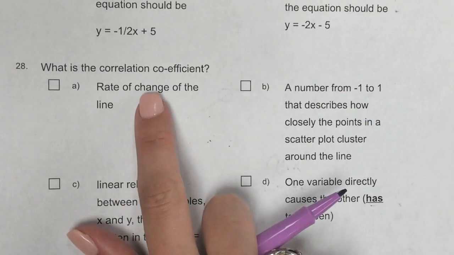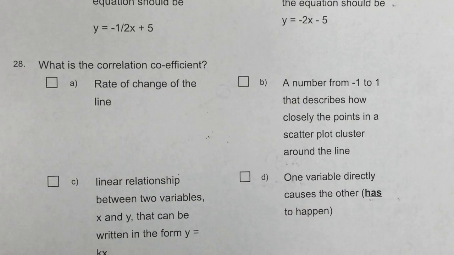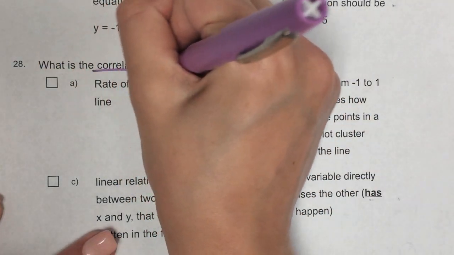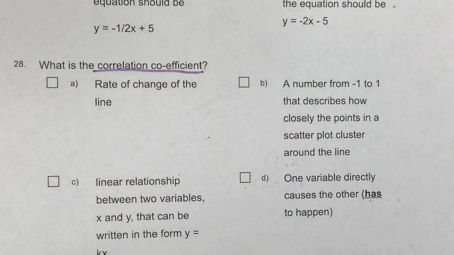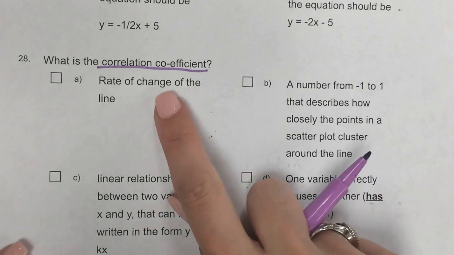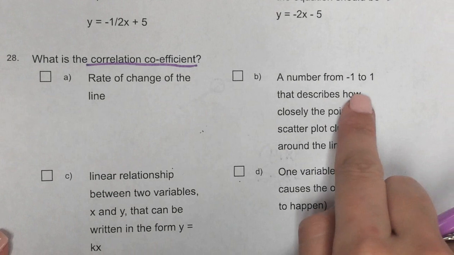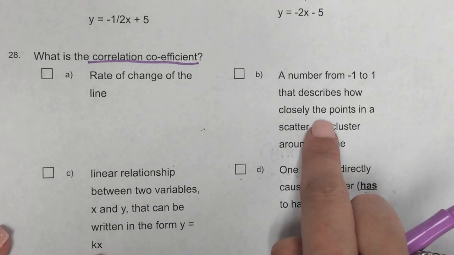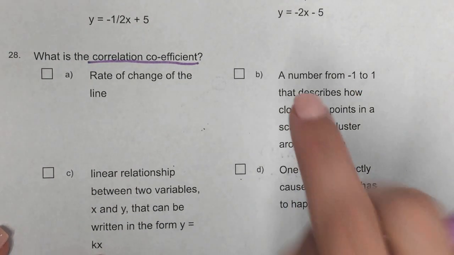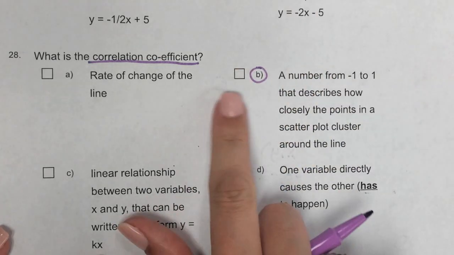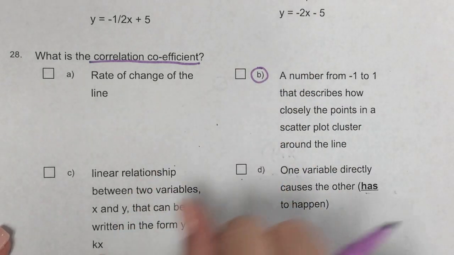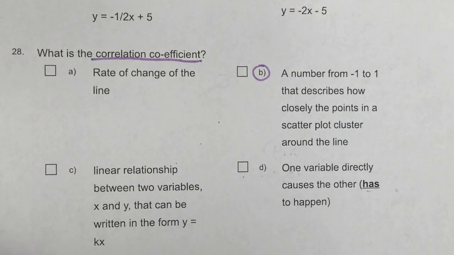What is the correlation coefficient? This is one of your vocab words. Guys, the first 5 questions on your test are going to be vocab words. All you need to do is study your flashcards that we made that first day of content, okay? So the correlation coefficient is that number between -1 to +1 that describes how closely the points in a scatterplot cluster around the line. And if you don't remember that, you can look back at some of your other questions and see which one makes sense.